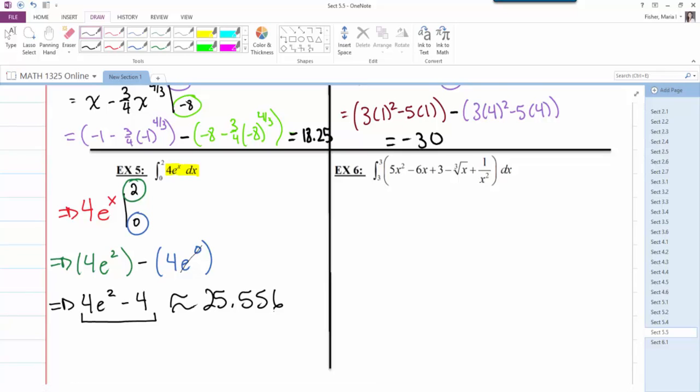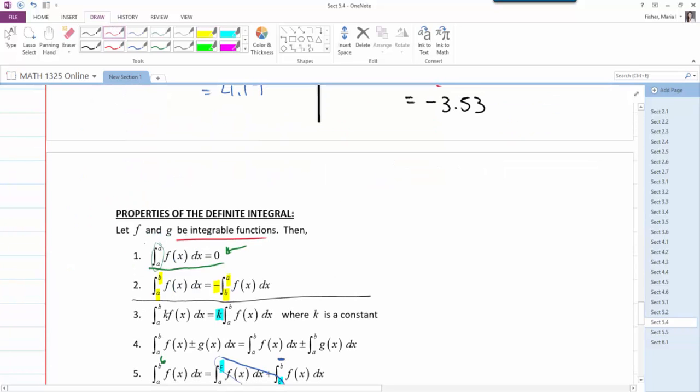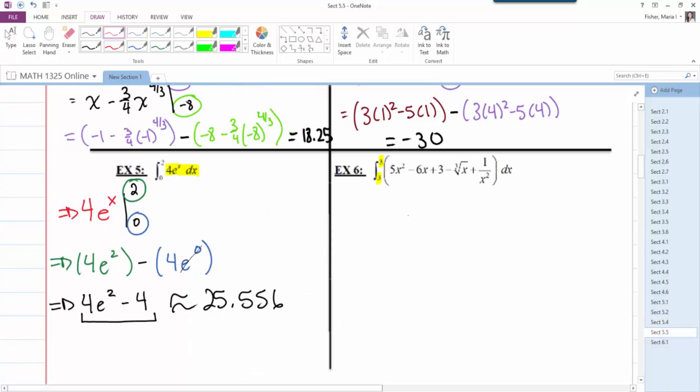Number 6 looks horrendous. The integral from 3 to 3 of 5x squared minus 6x plus 3 minus the cubed root of x plus 1 over x squared dx. It's a little tricky. It's that property we learned in section 5.4. When your upper and lower limits of integration match, remember the width of our rectangle is 0, so the integral from a to a of f of x dx is equal to 0. So in this case, the integral from 3 to 3 of anything is equal to 0. So number 6 is equal to 0.